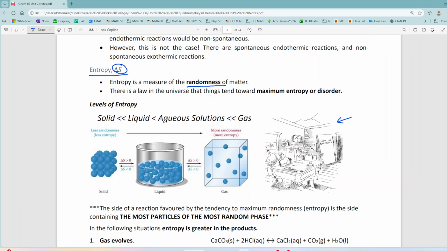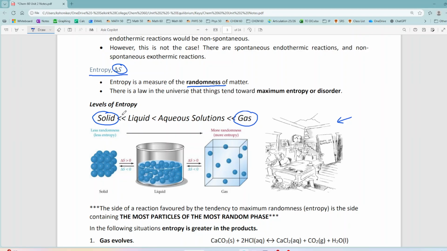The most random state is a gas. Gases have maximum entropy. They can just float wherever they want to go. Whereas if you think about a solid, it's held really tightly together and it's really nice and organized. So a solid has less randomness, meaning less entropy. A gas has more randomness, therefore more entropy. And if we wanted to look at an order here, we would say a solid has less entropy than a liquid, which has less entropy than an aqueous solution, which has less entropy than a gas.